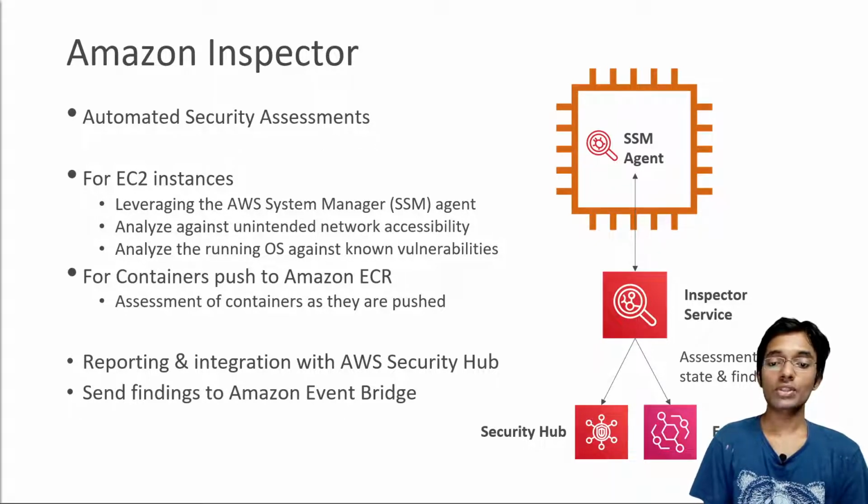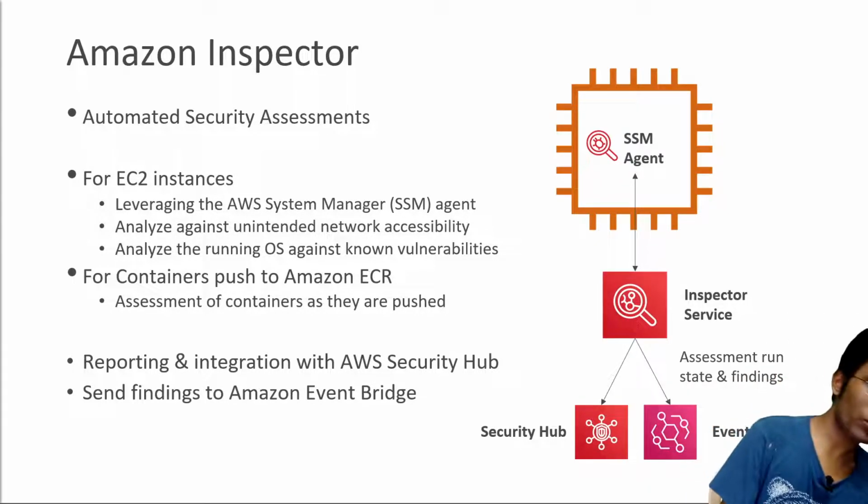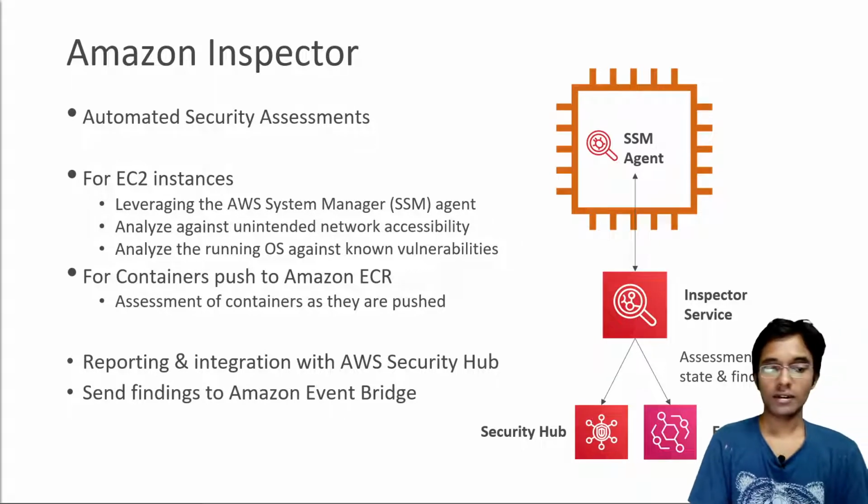So to summarize, we have an EC2 instance example running the SSM agent, and then the Inspector service is going to run assessments continuously, and automatically the findings are going to be sent to the Security Hub and also Amazon EventBridge. So the one that you are not able to see, this one is the Amazon EventBridge.